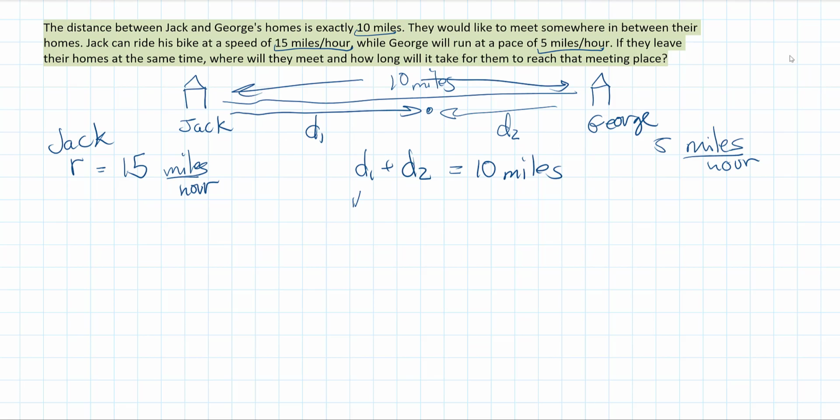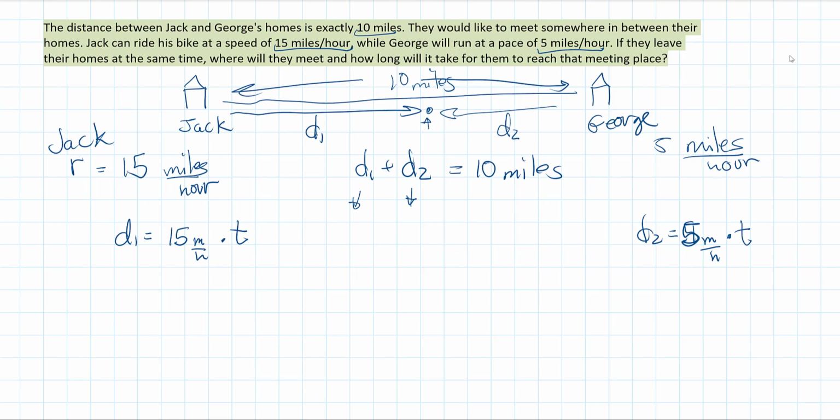But how do we know what D1 is and what D2 is? Well, we know that from the distance formula, right? So D1 equals the speed for Jack, which is 15 miles per hour, times the time that it takes him to get to this little spot here. On the other hand, D2 equals 5 miles per hour, that's George's speed, times the time it takes him.